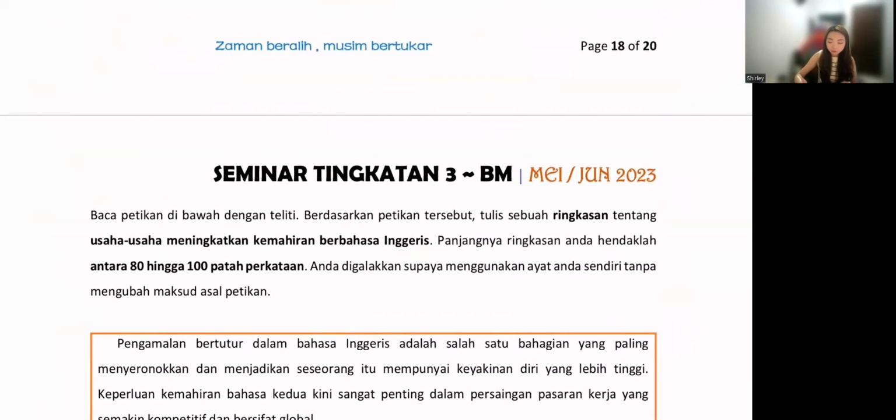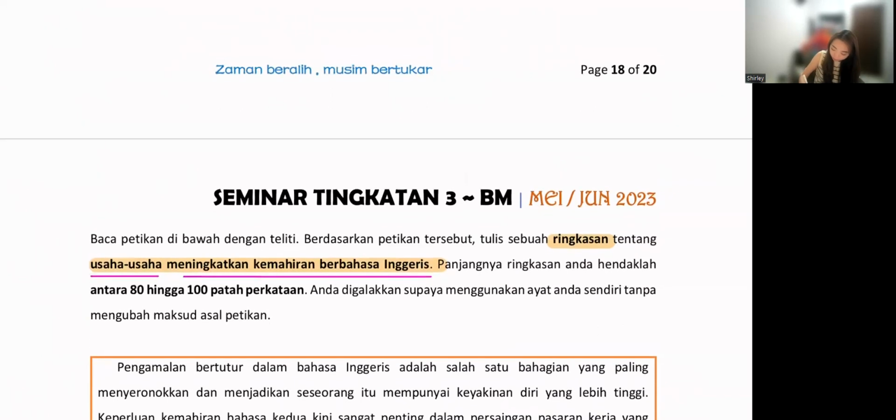All right. For ringkasan, this is very easy because in the questions itself, they already mention to you what points they want. But the only thing is that students will make careless mistakes. So for this part, your ringkasan is like a summary. Ringkasan about what? This is the tajuk. Why is this a tajuk? Because I already told you, you will have a kata kunci and also the topic. So these are combinations of your kata kunci and also your topic.